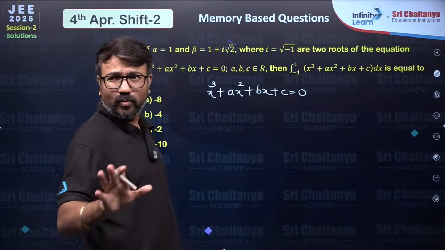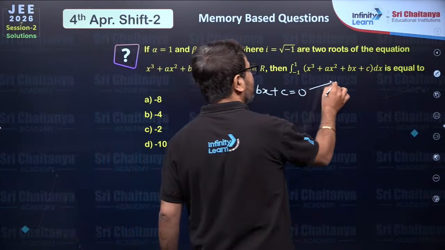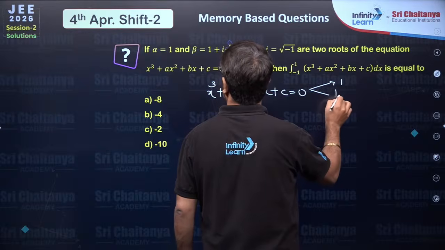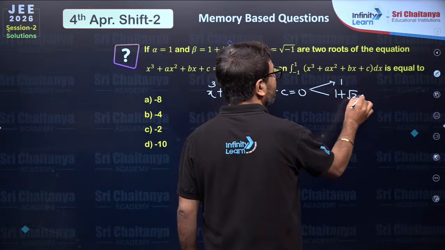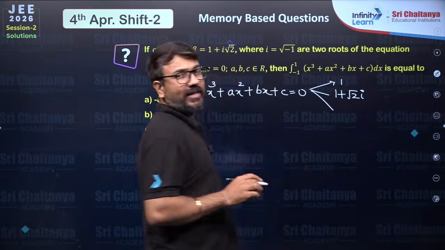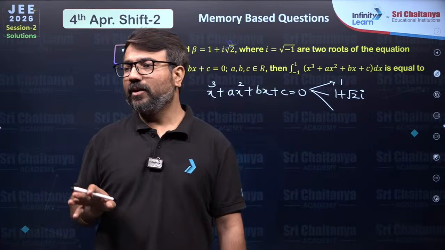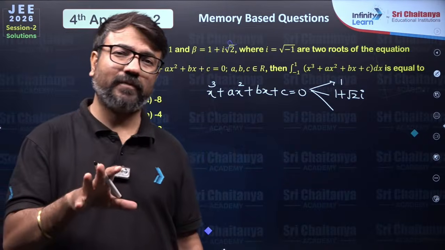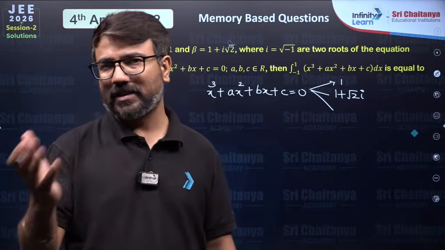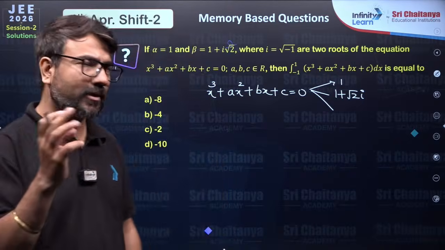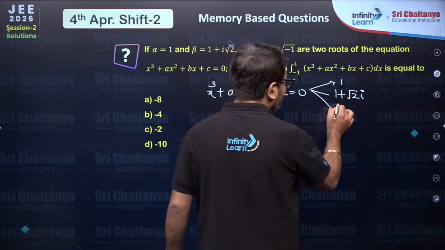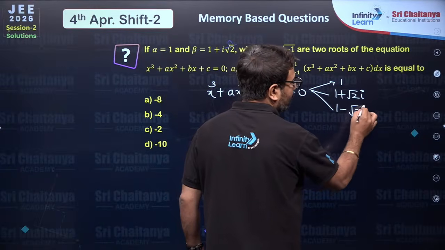So bache, one of the roots they have already given to us, that is 1, and the other root is an imaginary root which is 1 plus root 2 iota. Now whenever an imaginary root exists, it always exists in a conjugate pair. So let's say one of the roots is alpha plus iota beta, then the other will be alpha minus iota beta. So here the other root has to be 1 minus iota root 2.